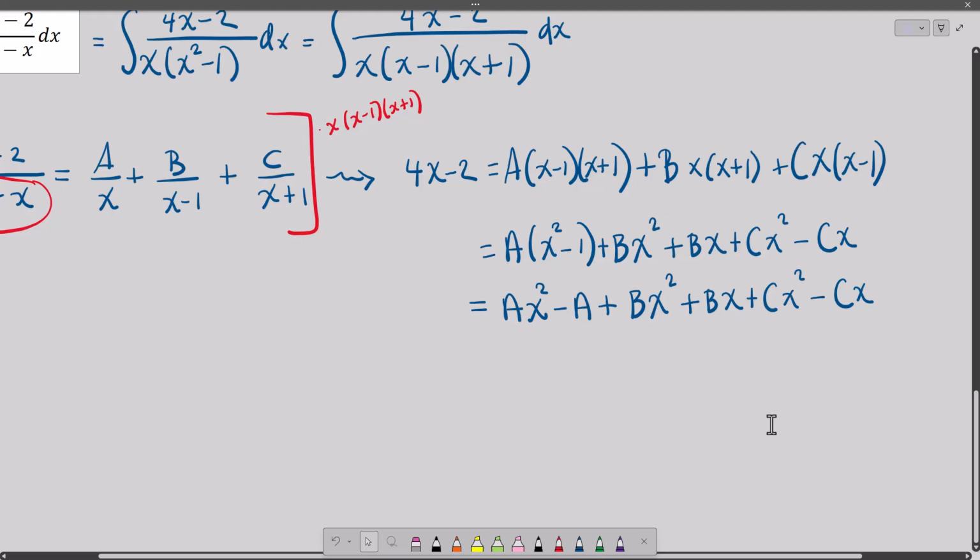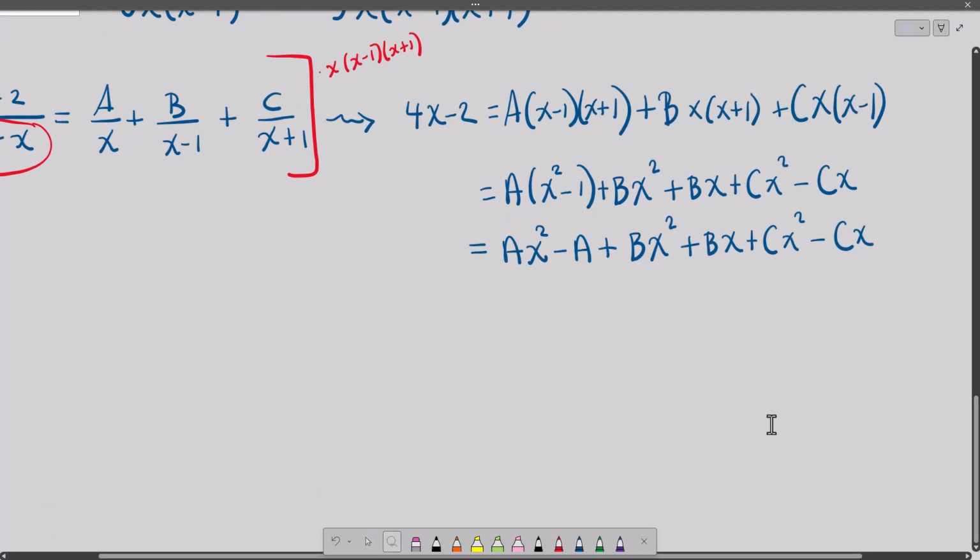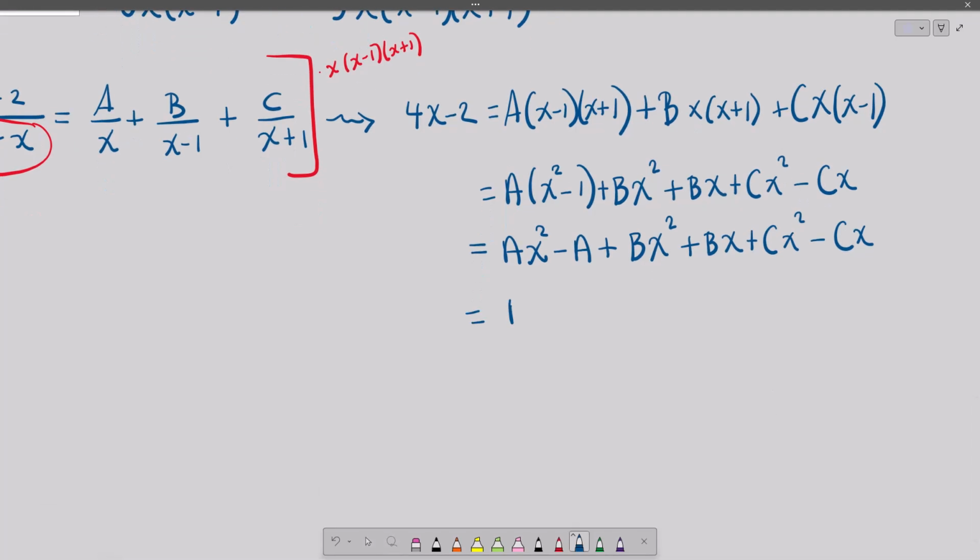And then we're going to group all the like terms. So we have a plus b plus c times x squared. So we're taking the 3 squares. And then we're going to take the linears there and there. So we'll have plus b minus c times x. And then there's only the one constant right there.